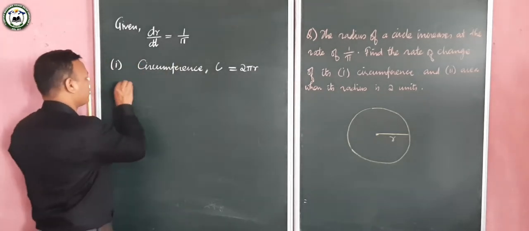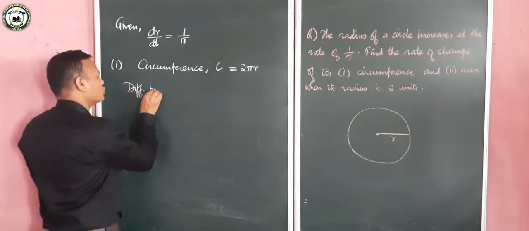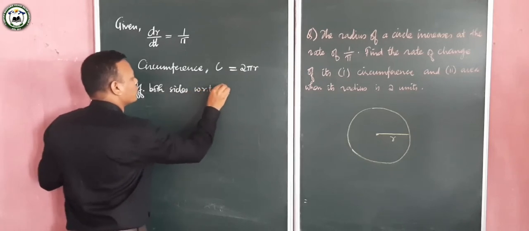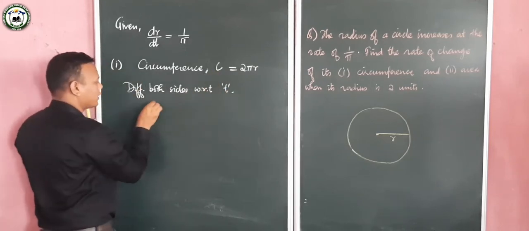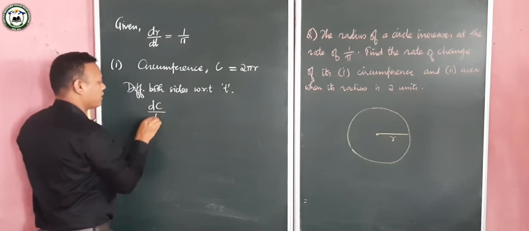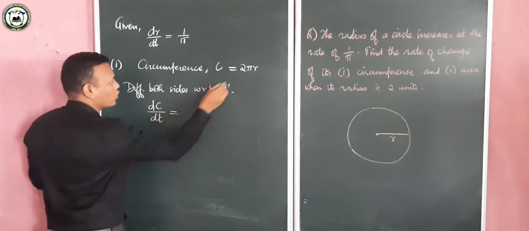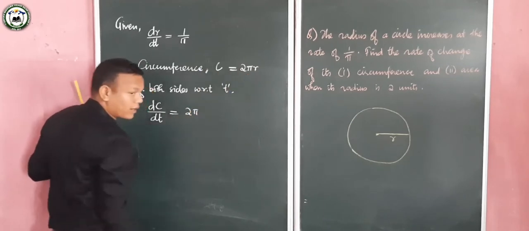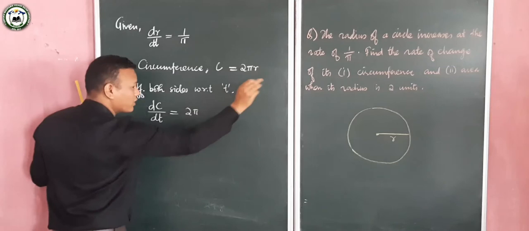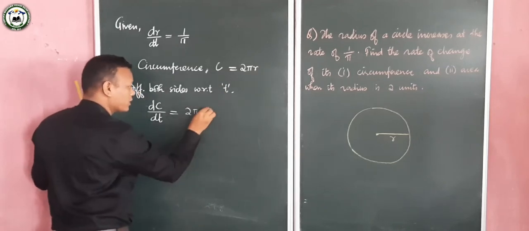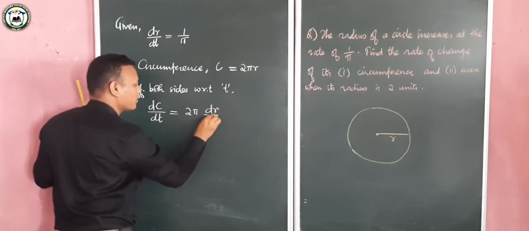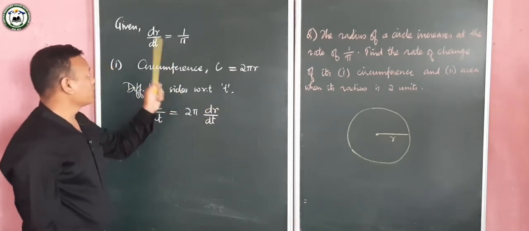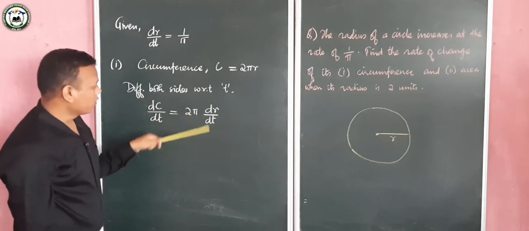So that's why I'm writing, differentiating both sides with respect to t. I'll get dC by dt equals 2 pi r, where 2 and pi are constants, so I'll keep them outside. The derivative of r with respect to t will be dr by dt. We already have the value of dr by dt, so let us put that value in.